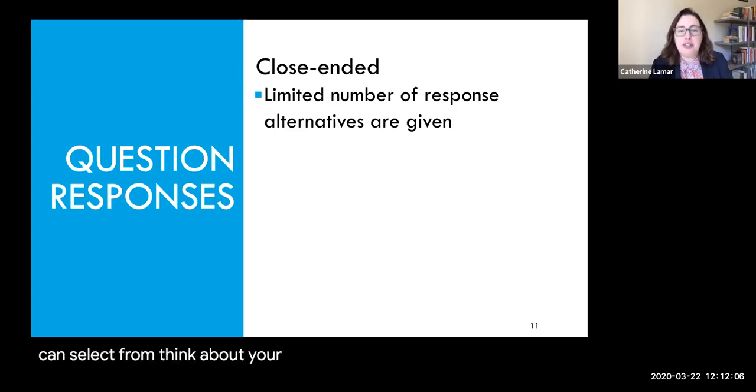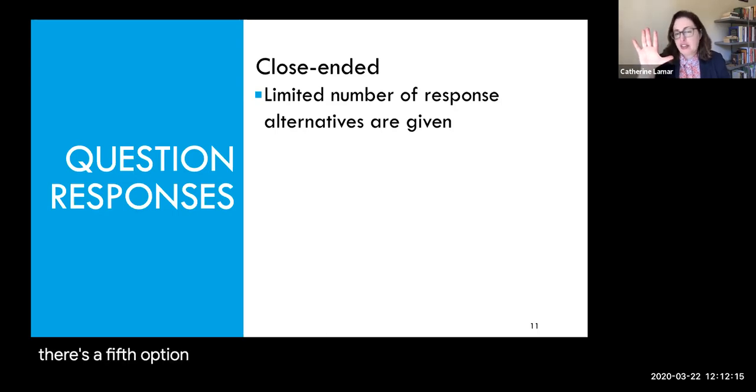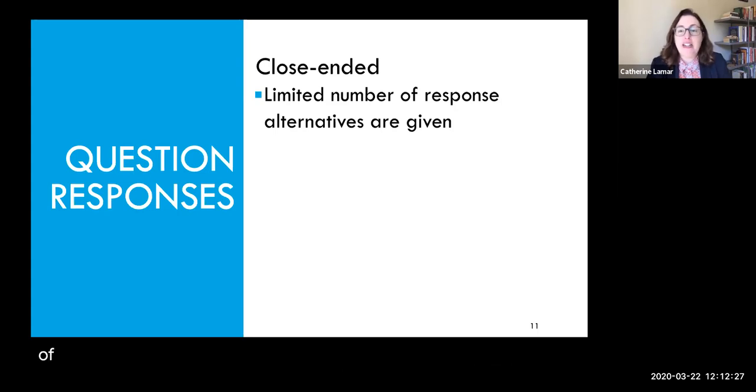Think about your standard multiple choice question. It tends to have 4 options. You could select options A, B, C, or D. Sometimes there's a 5th option if there's an E. But if you're answering a multiple choice question on a test, you have to choose one of those options. There's no other thing to do. And that's exactly what a close-ended question does. It gives participants a limited number of response alternatives or response options, and they have to choose one of those.